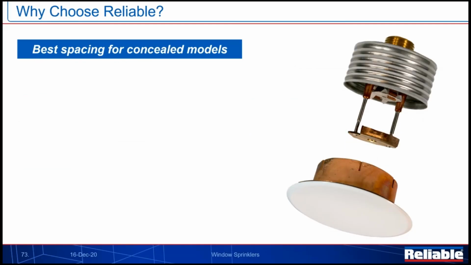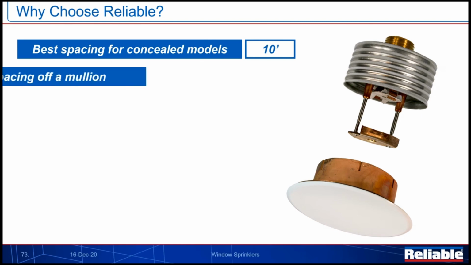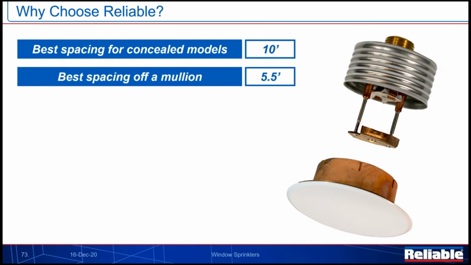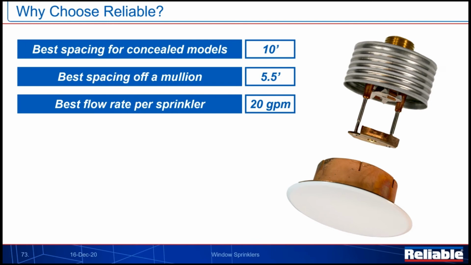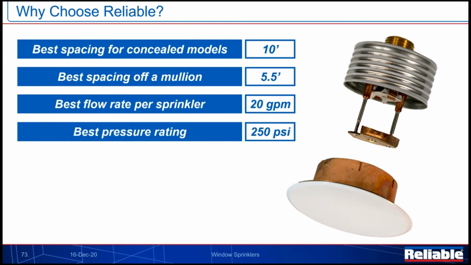And why would we want to choose Reliable for a concealed window sprinkler? Well, we offer the best spacing for concealed models, going up to 10 foot, 2 foot greater than anything else available on the market. We have the best spacing off of a mullion, 5.5 feet. Competition is 4 foot. We have the best flow rate per sprinkler. We are at 20 gallons a minute, all the way up to 10 feet. That is just an unheard of amount of coverage area per gallon per minute. And we have the best pressure rating of 250 PSI, again, allowing us to build our high systems.